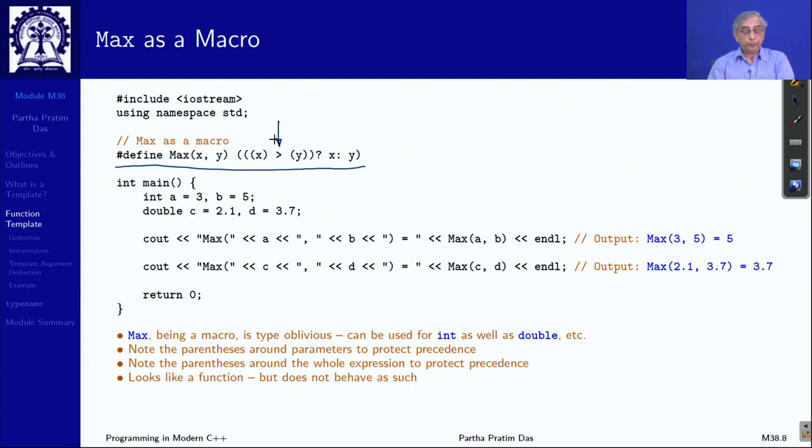Now, all these lot of parentheses are put to make sure that your precedences do not get mixed up. We have discussed this in the early modules when we discussed about shortcomings of C and how C++ is better C. But with this macro I can do max a, b, I can do max c, d, different types. I do not need to specify anything, but it just textually replaces this code.